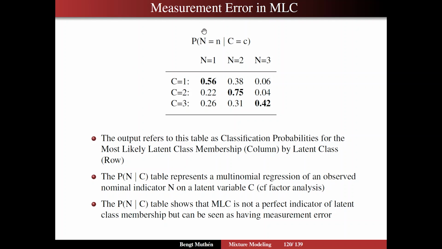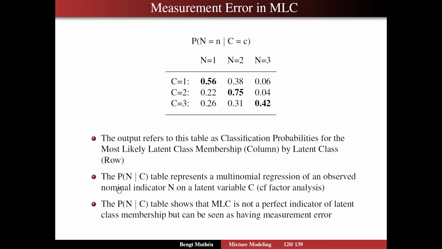So this is probability of n given c. Why are we interested in that? Well, first of all, the output in Mplus refers to this table as classification probabilities for the most likely latent class membership column by latent class row. Why are we interested in that? Well, that table really represents a multinomial regression of an observed indicator n on a latent variable c. So compare that with factor analysis. So n is like a factor analysis indicator, and we're seeing it as a measurement error prone indicator of latent class membership.